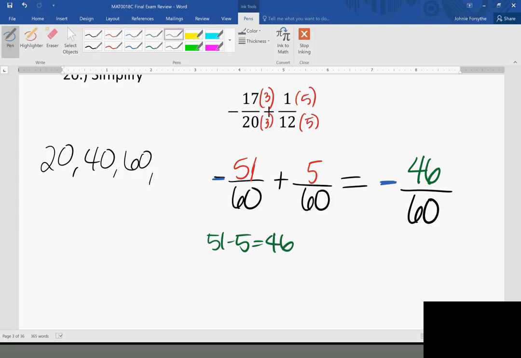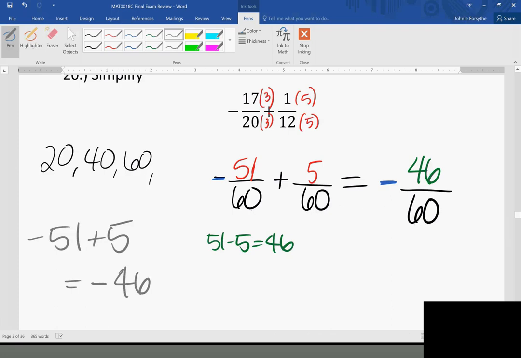So let's say I have negative 51 plus 5. Let's say that's what I'm looking at. Let's ignore the denominator of 60. So I have different signs, so I subtract and take the sign of the larger number. Since 51 is larger than 5, it's going to be a negative, and then 51 minus 5 is 46. So that is why I have negative 46 over 60, because I keep the denominator the same and I combine the top.